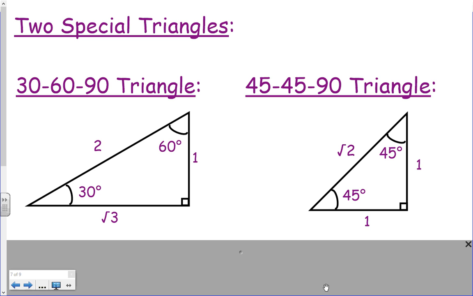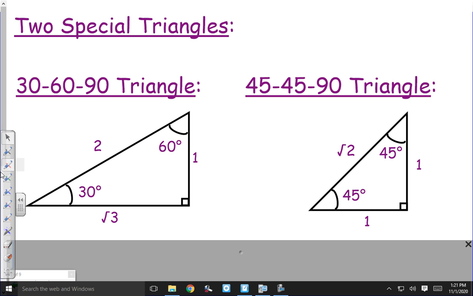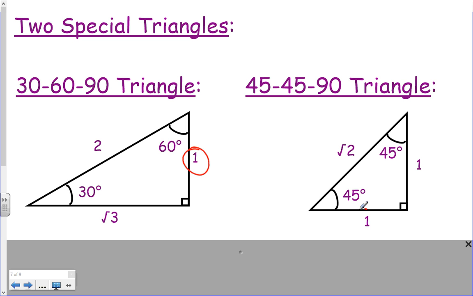Over there on the 45, 45, 90 triangle, this has side lengths of 1, 1, and root 2. So the side opposite your smallest angle, which in this case is 45, you have 2 45-degree angles, is again the 1. And the hypotenuse then with Pythagorean theorem would give us the square root of 2. So again, some similarities there to help you remember this. One thing that you might do is look at the smallest side. Notice that the smallest side on both triangles is 1. That's one thing you can use to help yourself remember these.